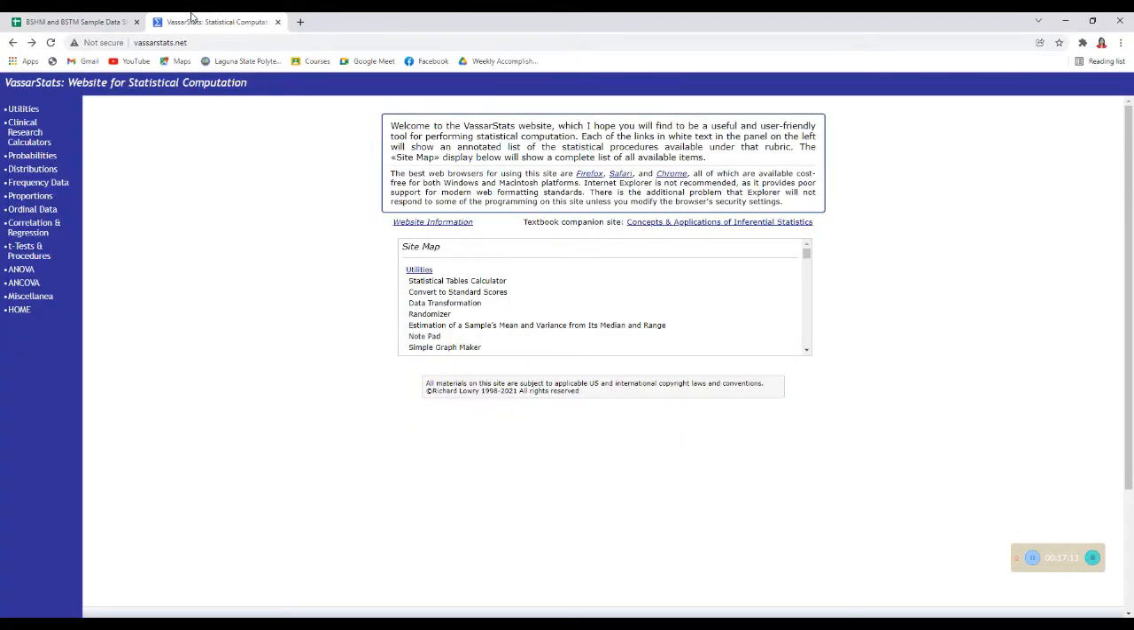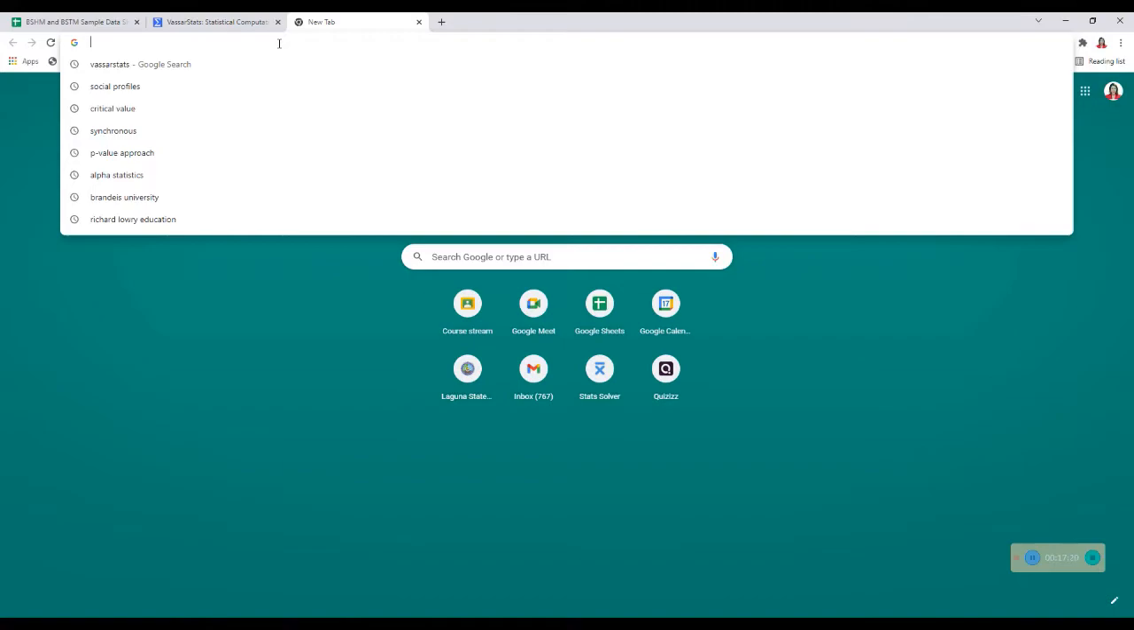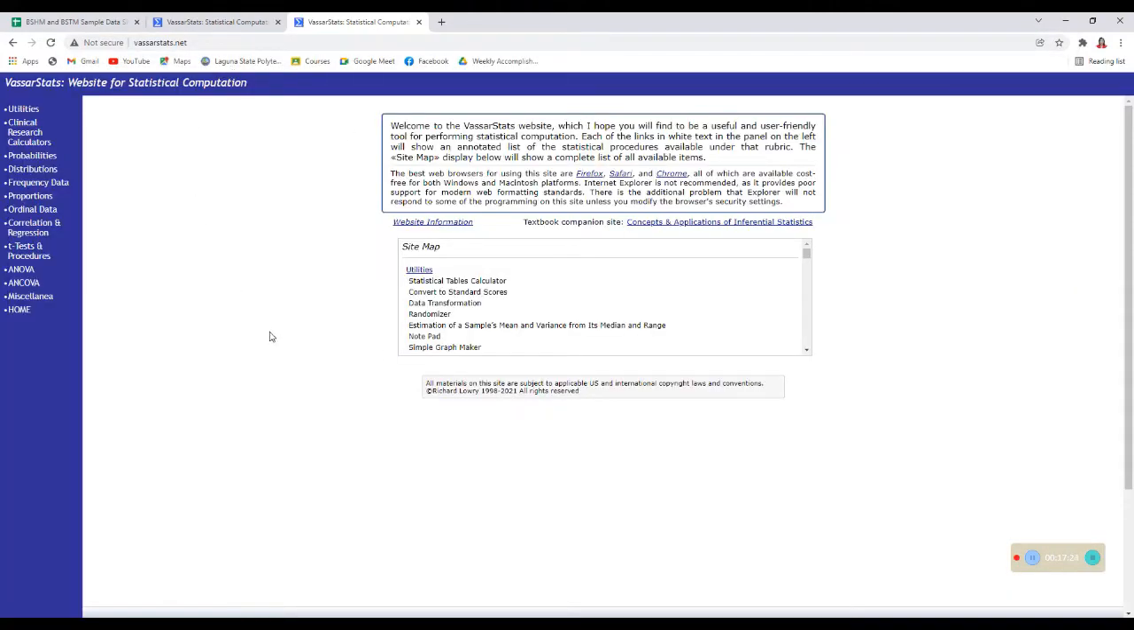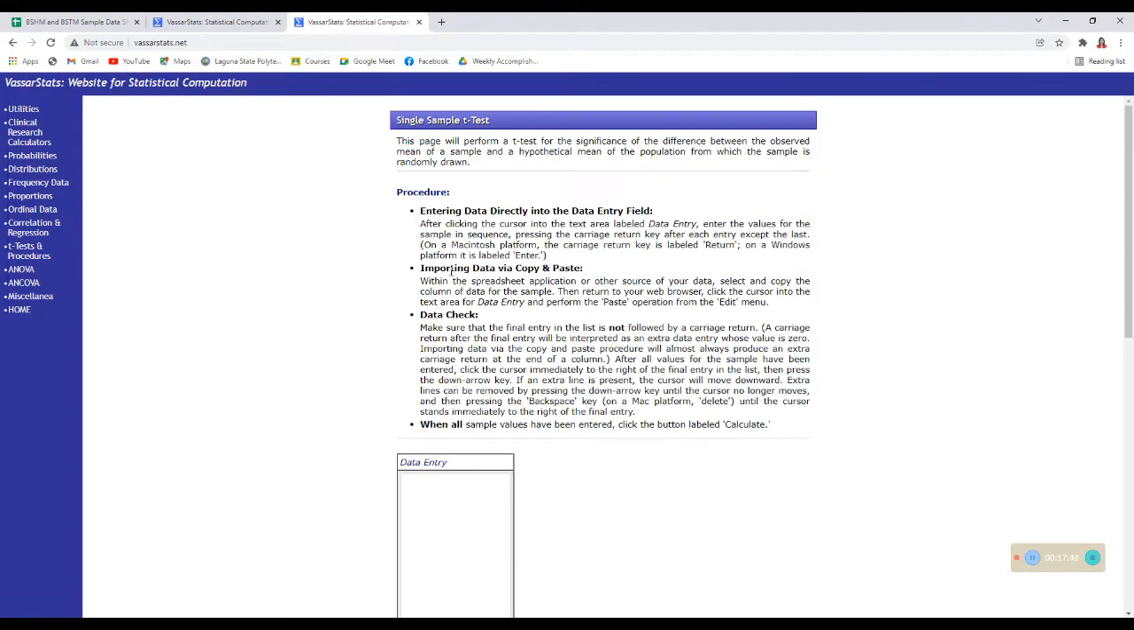Una natin gagawin daw, punta tayo sa visorstats.net. Ulitin nga natin. Ayan, visorstats.net. Ito yung magiging opening na page. Next, ito yung main menu niya ng mga choices. So, this is t-test and procedures. Click that. Next, choose single sample t-test. Since one sample mean lang yung problema natin.